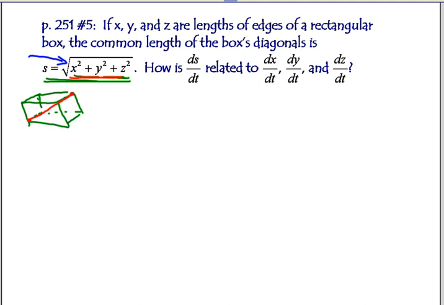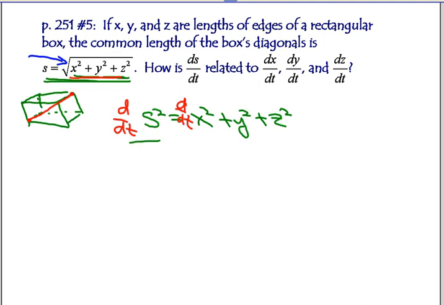Or I would suggest let's square both sides. So s squared equals x squared plus y squared plus z squared. Let's start with this. Let's now take the derivative, with respect to time, of both sides. And again, I could have done it without getting rid of the square root. Well, we're going to get the same answer. I'll take the derivative with respect to time.